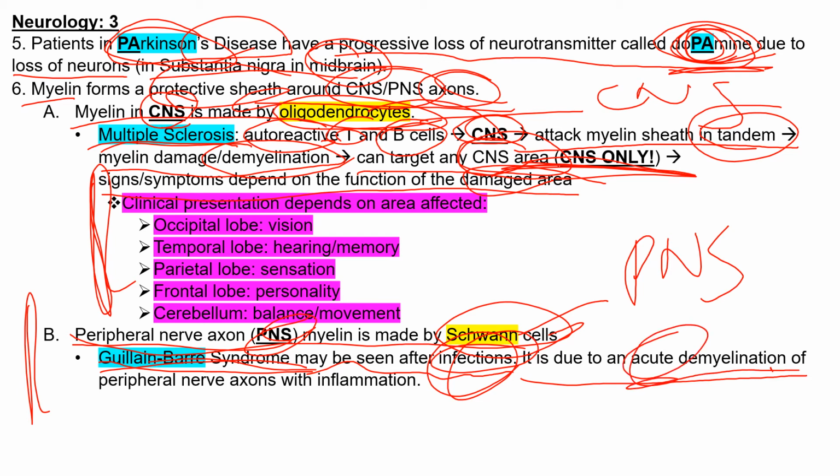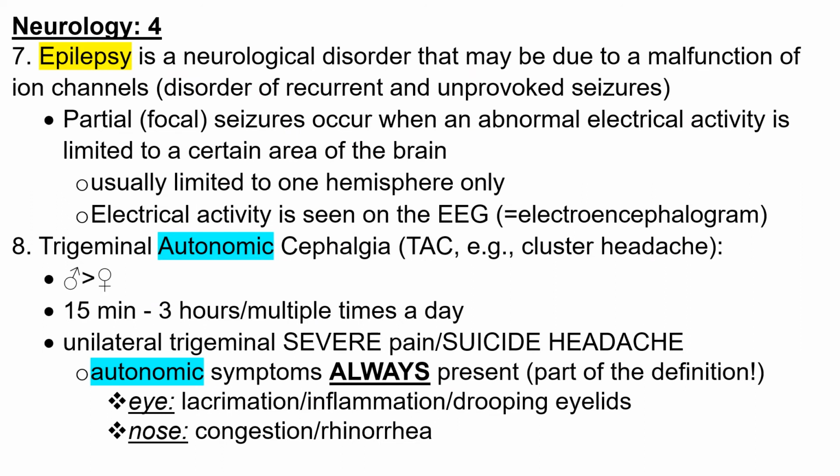Demyelination, we've already seen this word before. It means myelin damage. It's associated with myelin damage of peripheral nerve axons, and we also see inflammation. So just remember these two terms: Guillain-Barré and multiple sclerosis. Multiple sclerosis, CNS.